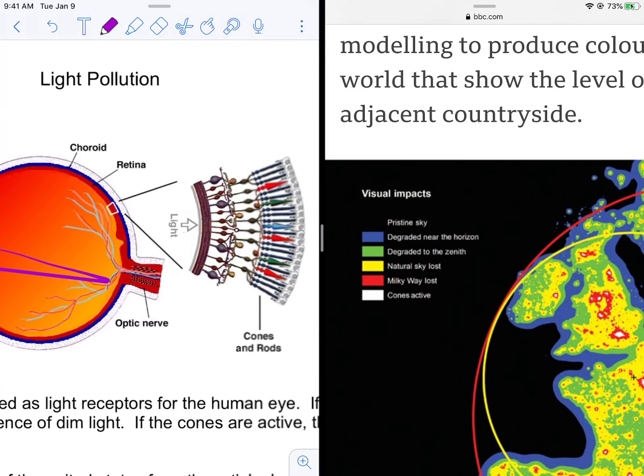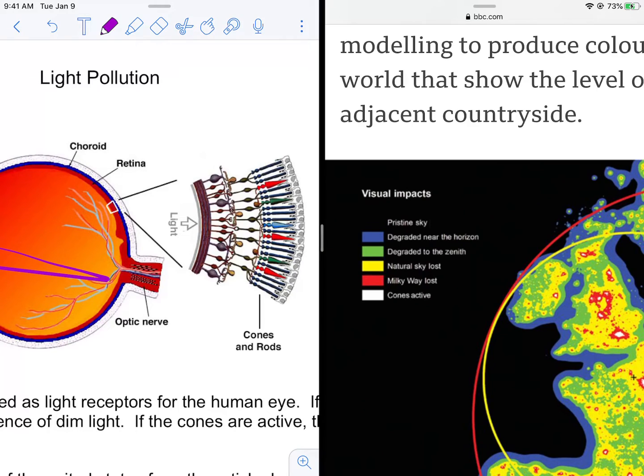So how does it do that? This back of the eye, which is called the cones and rods, okay, it's seen in your retina.